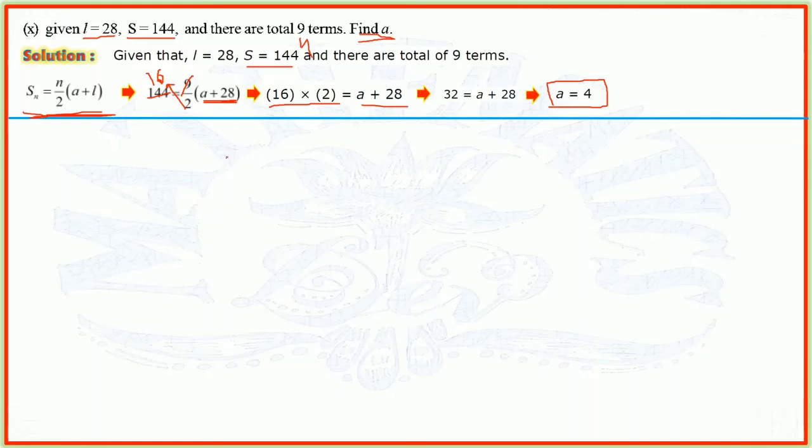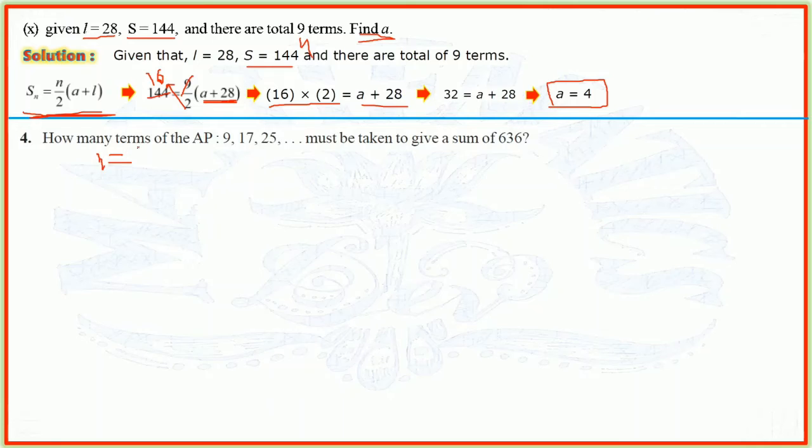Now we'll proceed towards our next question, question number 4. How many terms of the AP 9, 17, 25, ... must be taken to give a sum of 636? How many terms means the value of n. You should immediately get this idea. The sum is also given. How many terms will give us a sum of 636?